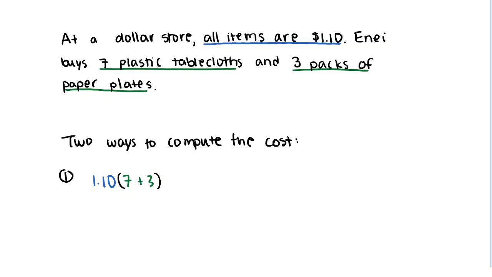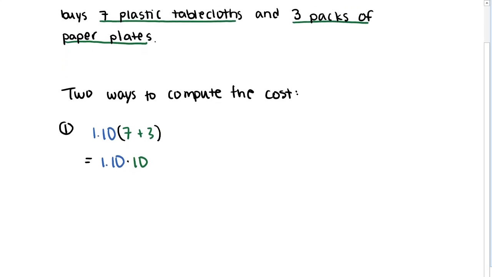And so this will come out to be, well, we've still got this $1.10, and then we've got 10 items here, right? So this is $1.10 times 7 plus 3, which is 10. And then this is equal to, well, any number times 10, I just move that decimal place over 1 unit to the right. This is $11.